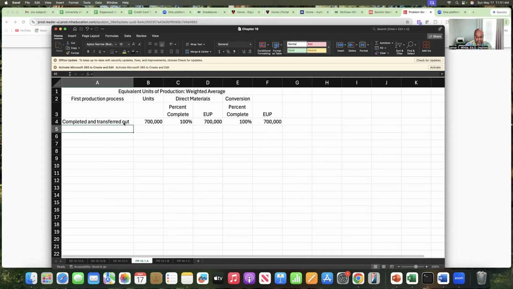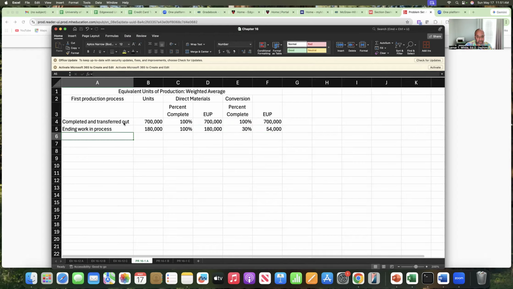And now for my ending work in process, if I look at the question, it tells me it's 180,000 units. So the question tells me it's been 100% complete for direct materials. So that's 180. And then for conversion, it tells me that it's 30% complete. So that's going to be 180 times 30%, which is 54,000 units.